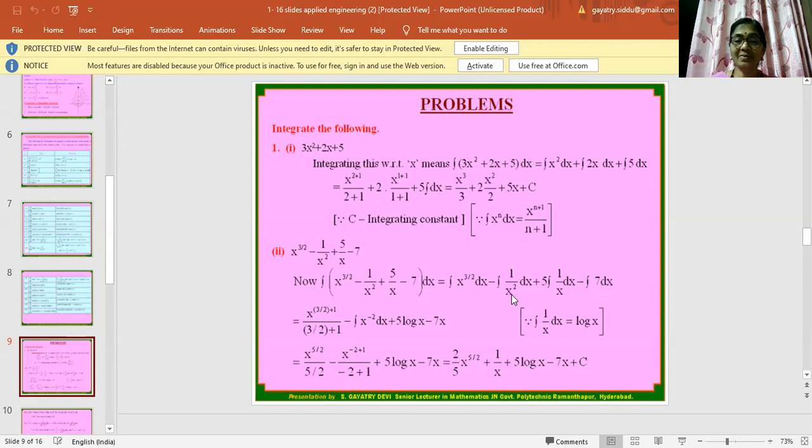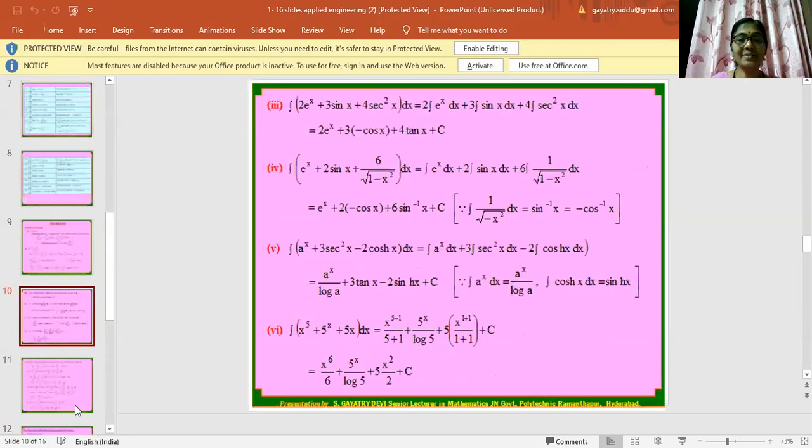So observe carefully what the power is and for which power the formula is different. Only for 1 by x the formula is different. For all other powers of x, that is except -1, all come under the x power n formula. Apply x power n plus 1 by n plus 1. That is the point to remember here. Coming to the next one.